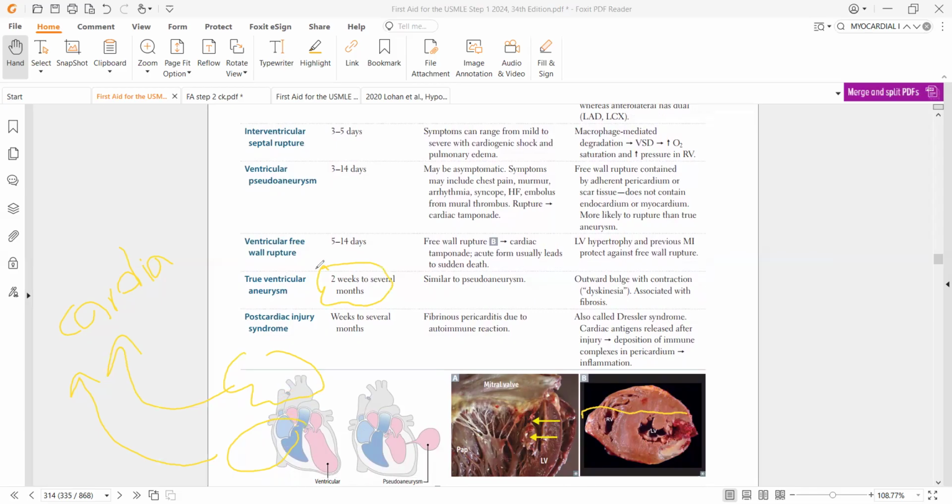Post-cardiac injury syndrome, another name is Dressler syndrome, and its mechanism is again high yield. We already discussed this mechanism: it is cardiac antigen release after the injury and deposition. Sometimes they give you the terms autoimmune, antibody mediated, antigen mediated. These are similar words we found in the Q banks and assessment questions, right?